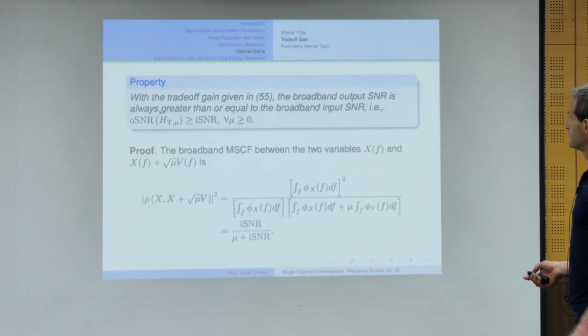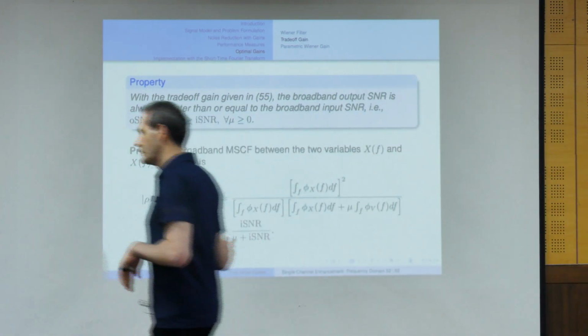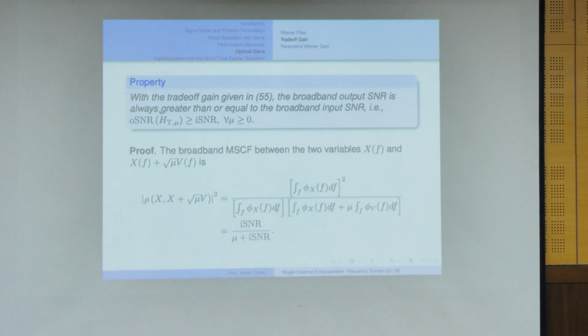And we have the property that for any positive mu, not only for mu equals 1, we have the output SNR which is at least as the input SNR. So the trade-off filter, just like we know in the time domain, improves, or at least does not degrade, the signal-to-noise ratio for any mu. And the proof is just like for mu equals 1, the Wiener, but you multiply. So you can follow the proof.